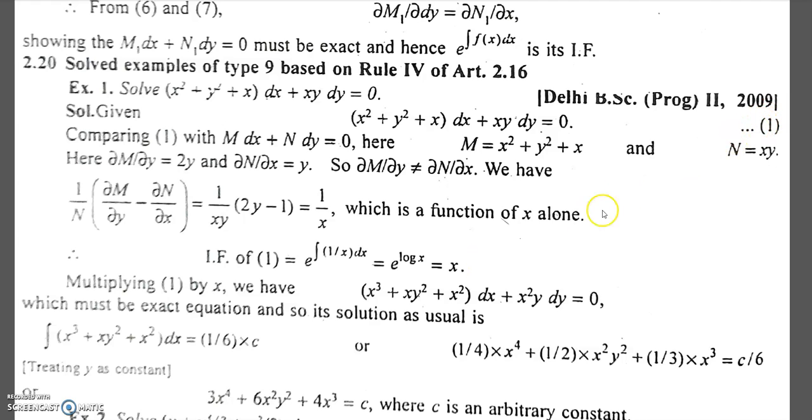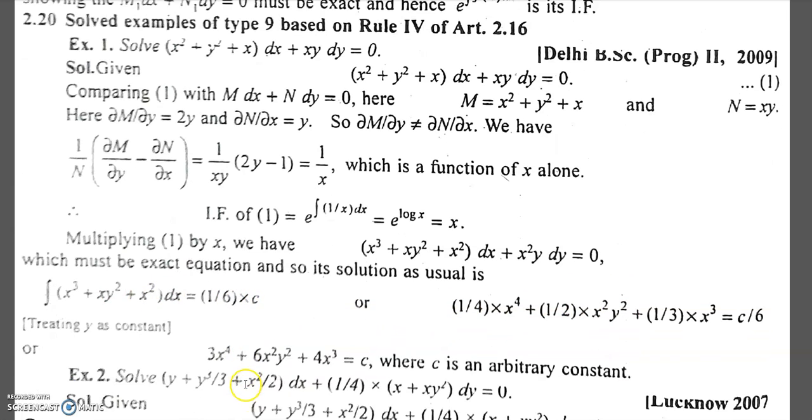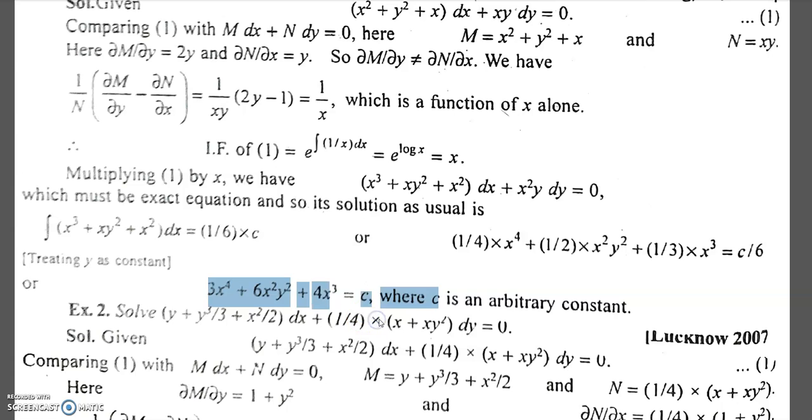Now multiplying 1 by the integrating factor, what we get is (x cube plus xy square plus x square) dx plus x square y dy equal to 0. Now this is an exact differential equation. Now integrating, how do we solve it? Integrating M dx, treating y constant, plus those terms which do not contain x, but here the second term contains x, so we are not integrating here, equal to constant. So this is our final answer.